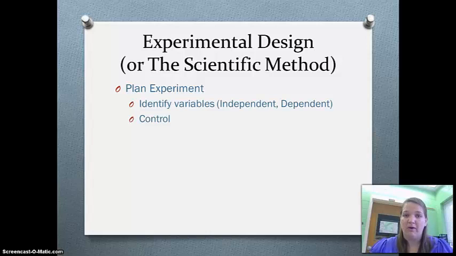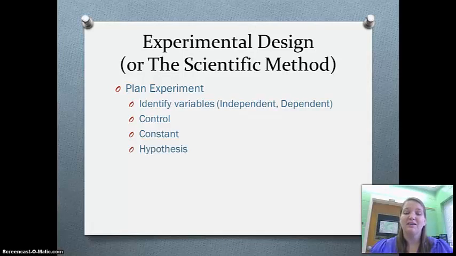Next is the control. The control is what we compare our results to. We need to identify our constants. The constants are the variables that must remain the same in an experiment. Remember, the independent variable, or test variable, is the only variable that changes in an experiment. Everything else must remain constant. Otherwise, it's not a valid experiment.